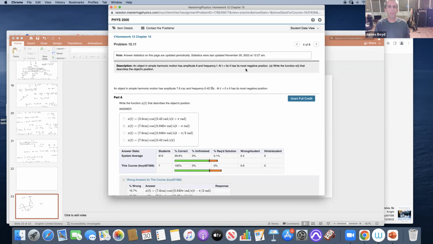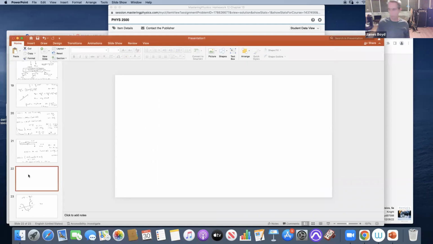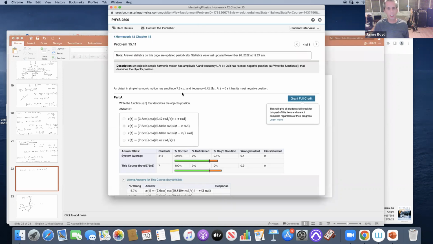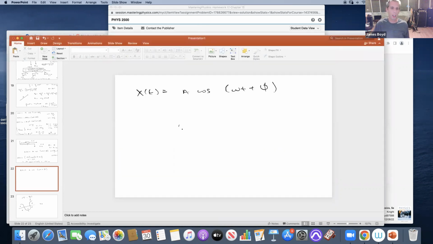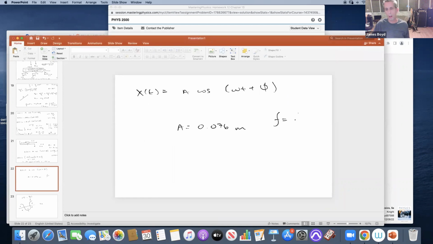An object in simple harmonic motion has an amplitude of 7.6 centimeters and a frequency of 0.42 hertz. At t equal to 0, it's at its most negative. So x of t is A cos(omega t plus b). We're going to talk about each of these things. We're told that it has an amplitude of 0.076 meters. We're told that it has a frequency of 0.42 hertz. Our period is 1 over our frequency, or omega is 2 pi times our frequency.